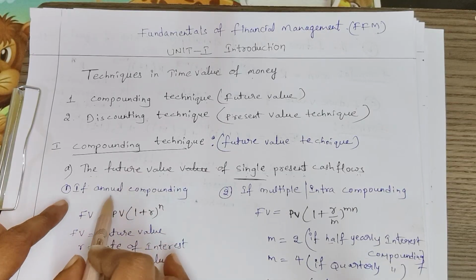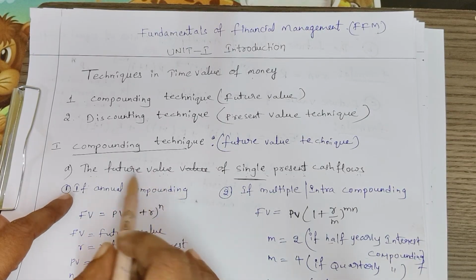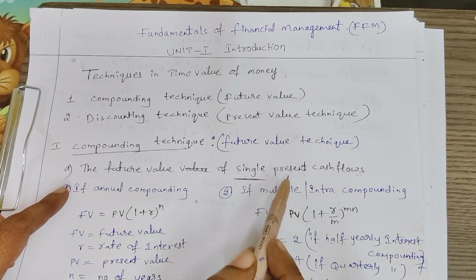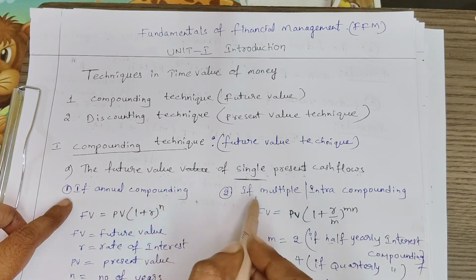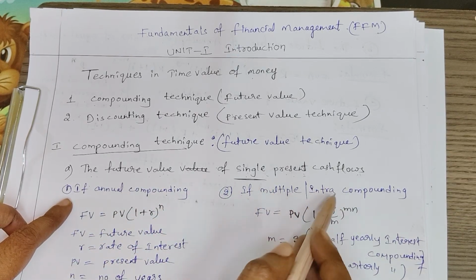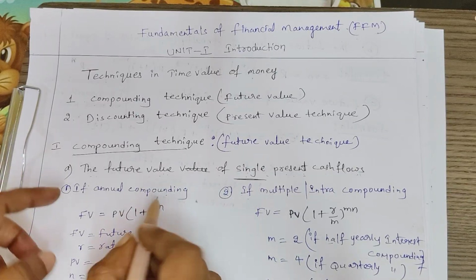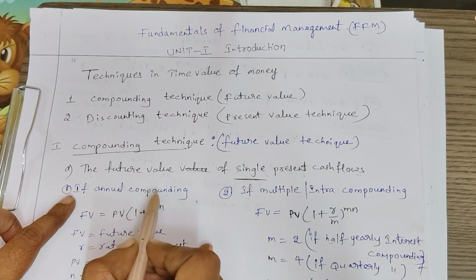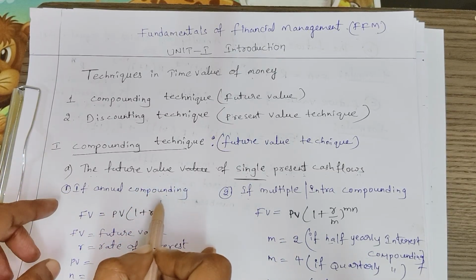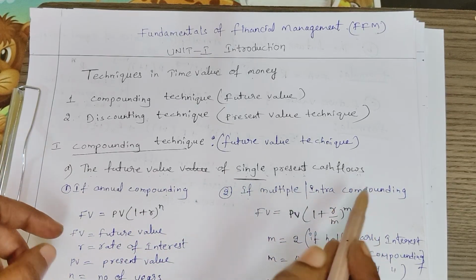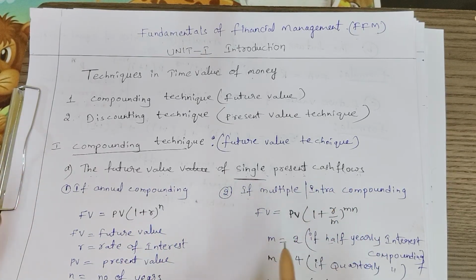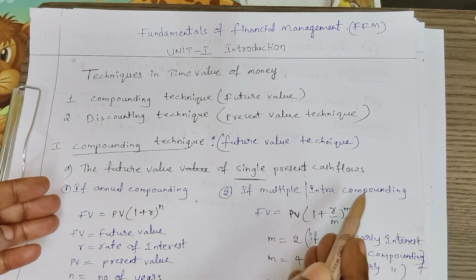So here we have two types of calculations under future value of single present cash flows. See here, first one, if annual compounding, and second one, if intra compounding or multiple compounding. So what is the meaning here? If annual compounding means interest rate is annually we are receiving. If multiple or intra compounding means interest rate is maybe half yearly or quarterly or monthly. Okay, so that is multiple or intra compounding.